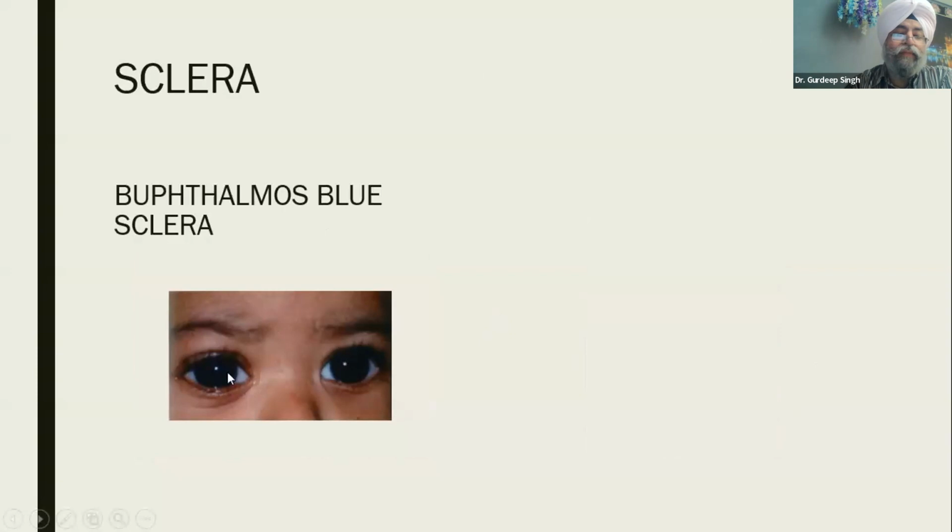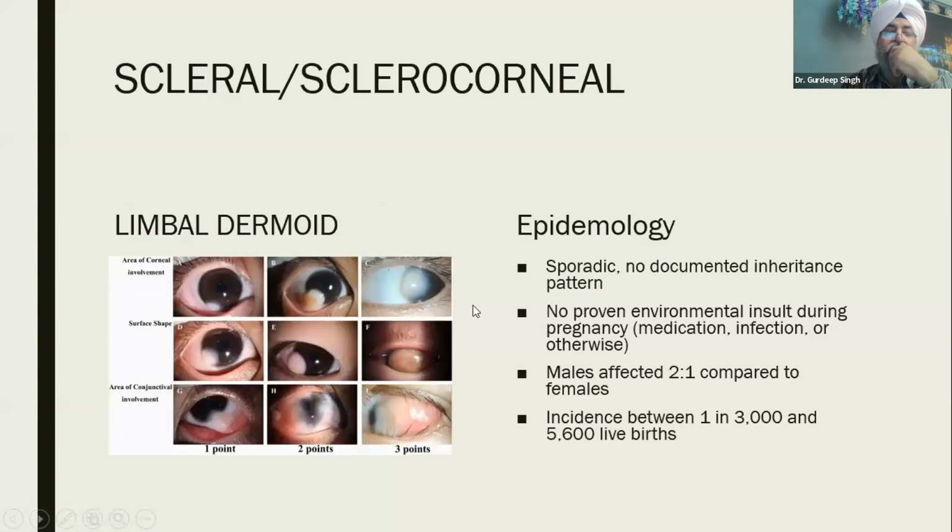So blue sclera can be seen in other ophthalmos eye also, and this is because of increased eye pressure, the scleral stretch, and the blue thing which you see is the uveal glow through that. So then there can be associated dermoid-like things which can go from the sclera to the cornea.